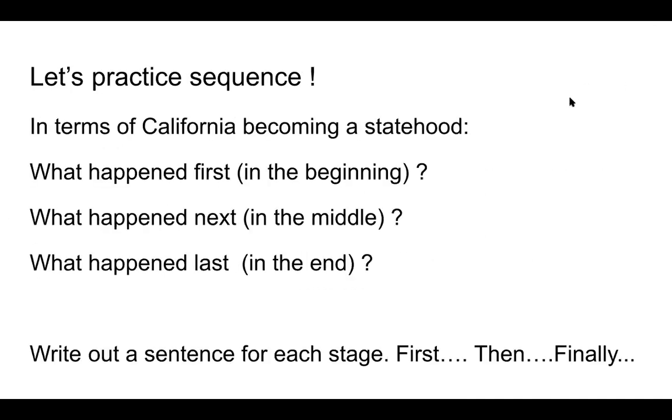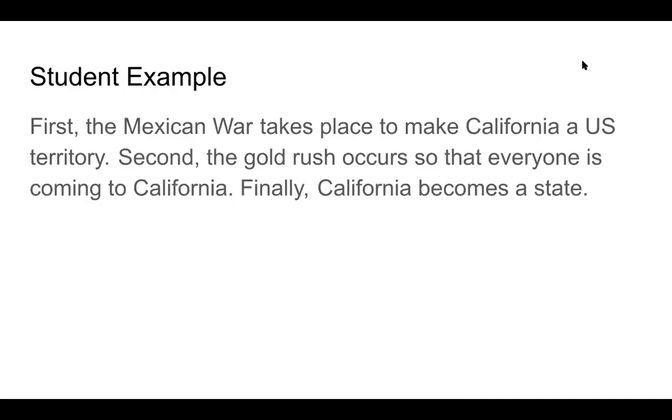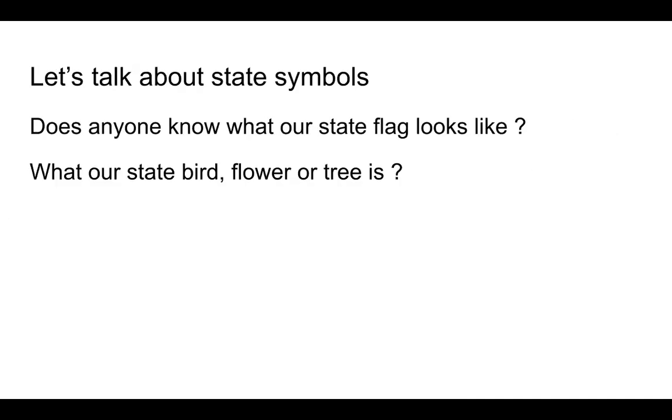Okay, so this is something that I know my 4th grader has come home with lots of sequencing worksheets, so that's what we're going to do here. See if they can write a sentence about what's happening first, what's happening next, and what's happening last. So this was a student example from earlier today. First, the Mexican War takes place to make California a US territory. Second, the gold rush occurs so that everyone is coming to California. Finally, California becomes a state. So a good example of sequence.